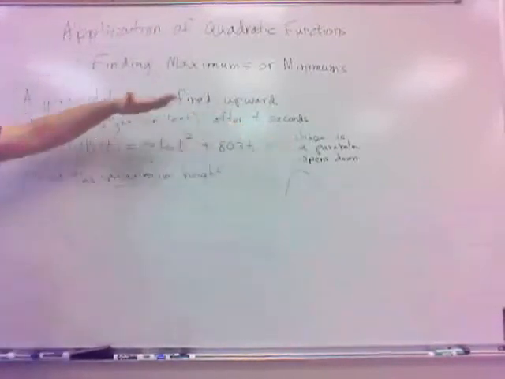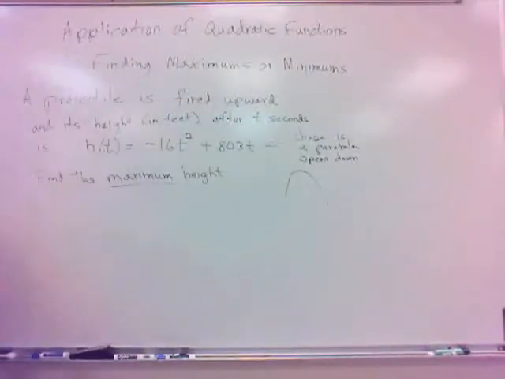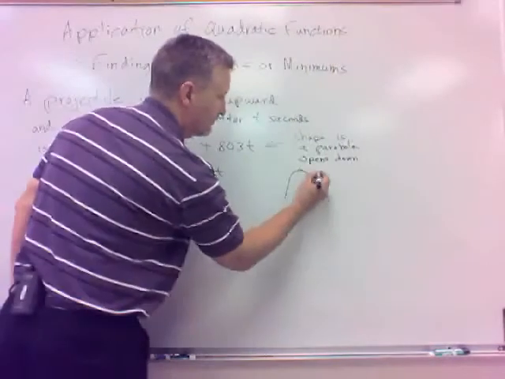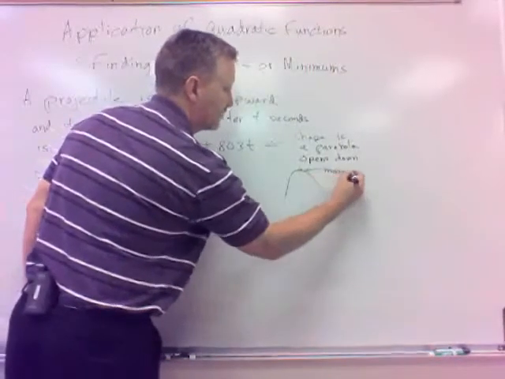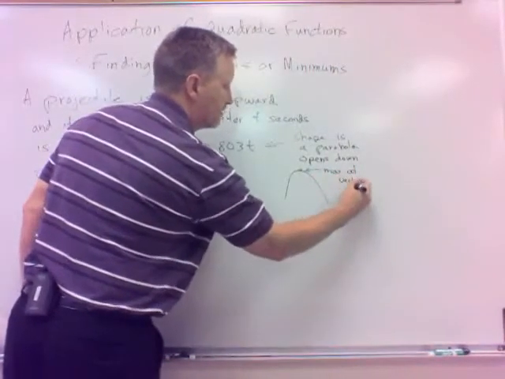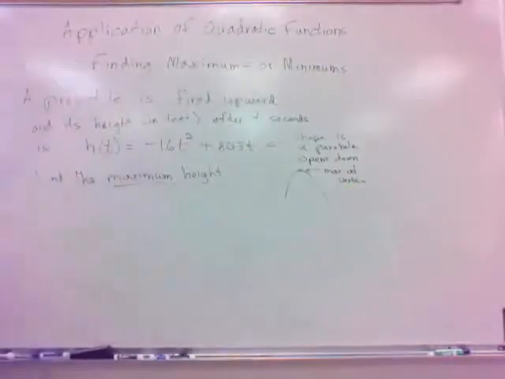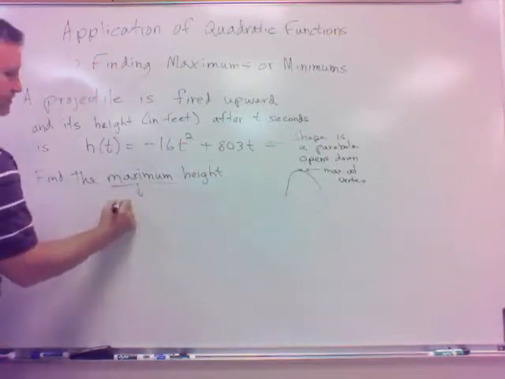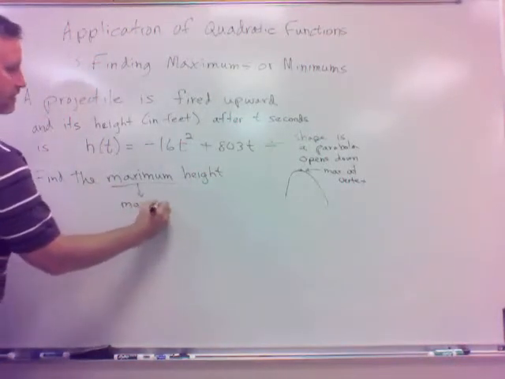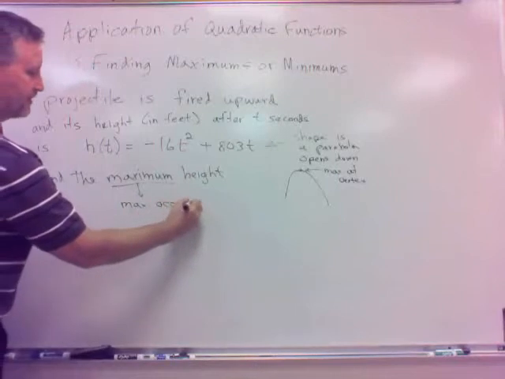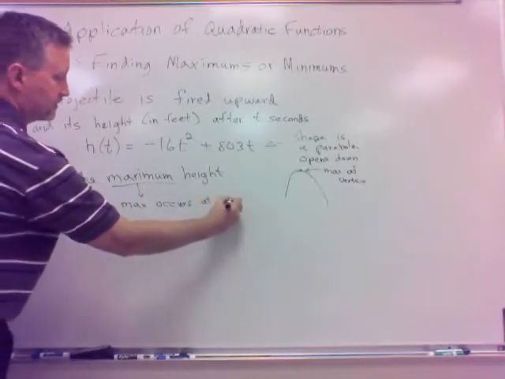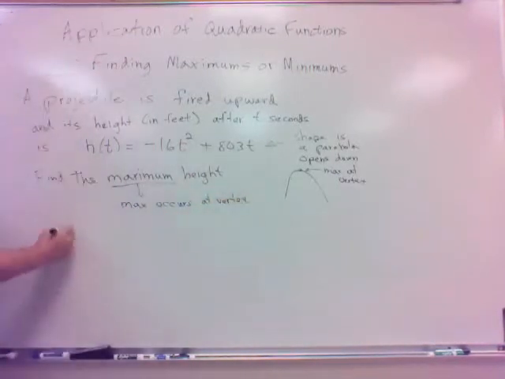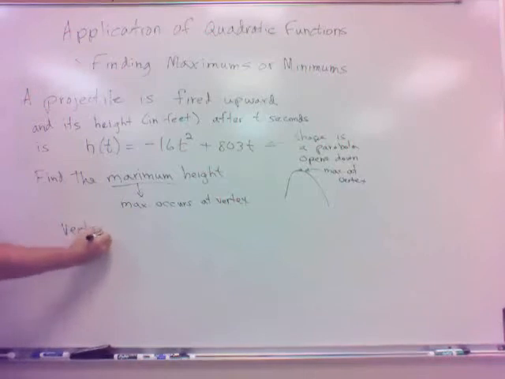I want to find out where the maximum is. Well, where's the maximum? At the vertex, right? Just like we talked about. So if it asks for a maximum height, it's basically asking to find the vertex. Maximum here is going to occur at the vertex. So we need to find the vertex. How do I find the vertex? Off of one like this, anyway.